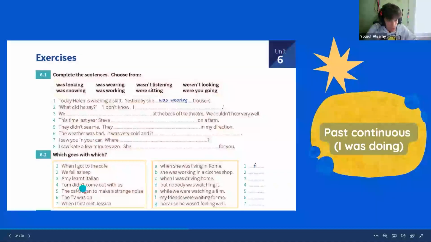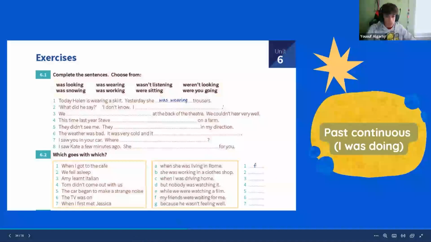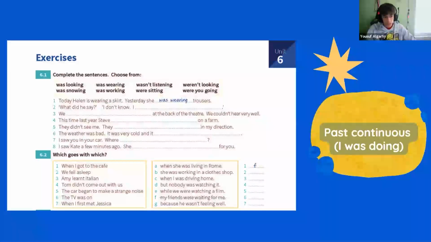Okay, good. Number 3, Amy learned Italian when she was living in Rome. Good. Number 4, Tom didn't come out with us. All right, good. Tom didn't come out with us because he wasn't feeling well. Number 5, the car began to make a strange noise. The car began to make a strange noise when I was driving home.